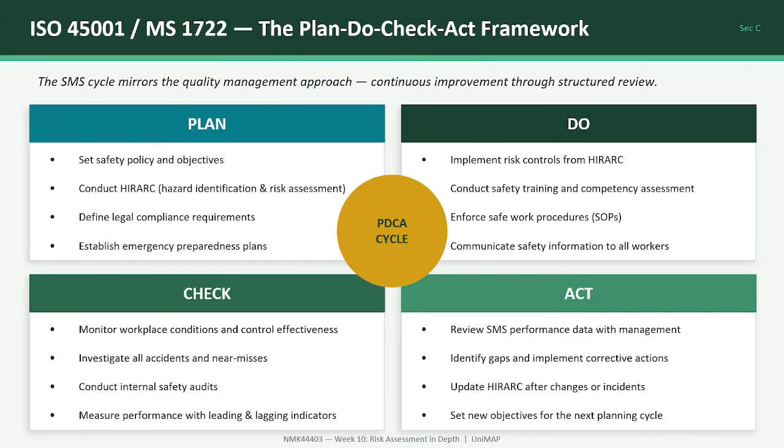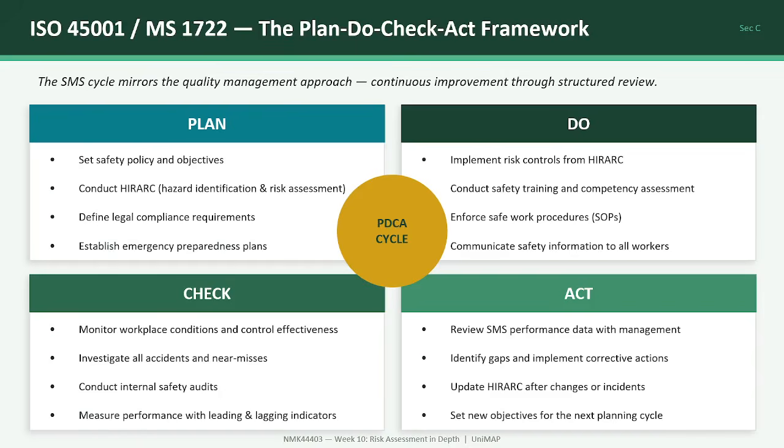The structure of an SMS follows the Plan-Do-Check-Act cycle, the same continuous improvement framework used in quality management. Let me walk you through all 4 quadrants. Plan. This is where the SMS starts. You set safety policy and objectives. You identify all legal compliance requirements. You conduct hierarchy. This is where hazard identification and risk assessment live in the SMS. You establish emergency preparedness plans. Everything you learned in week 9 sits in this quadrant.